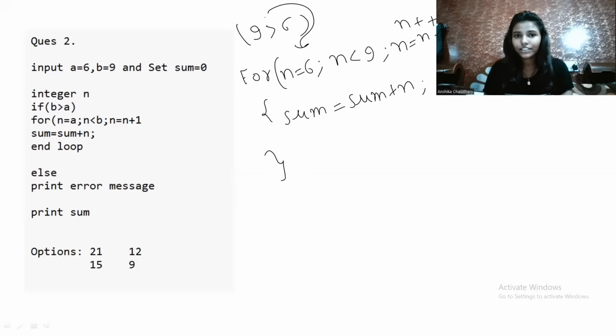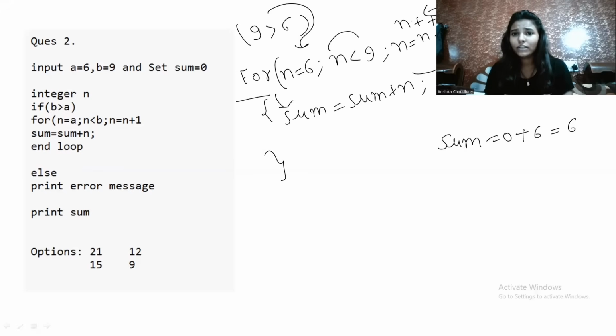After checking the if condition, we come into the if part and we will meet the for loop. Now n is equals to 6. Now the condition is checking here. N is less than 9, so 6 is less than 9, so the condition is true. So the control will come here and sum will be assigned by sum plus n. So at the very first time, sum is 0. So 0 plus n. What is the value of n? So n is 6. So the sum will be 6. Right?